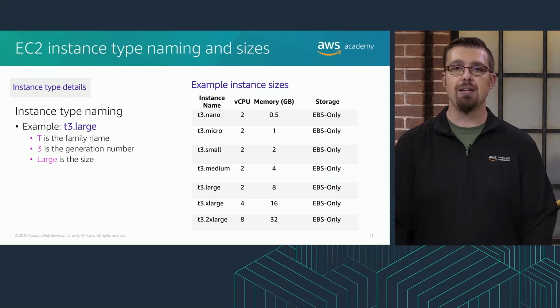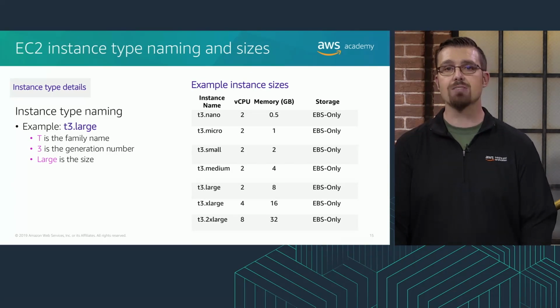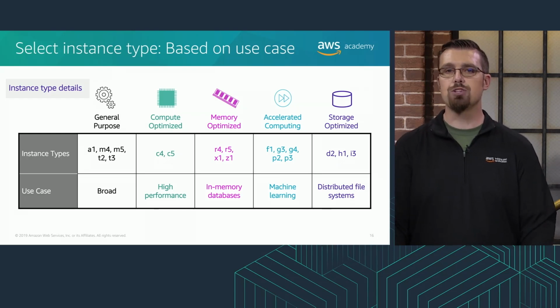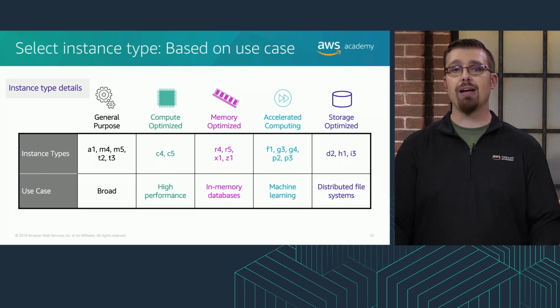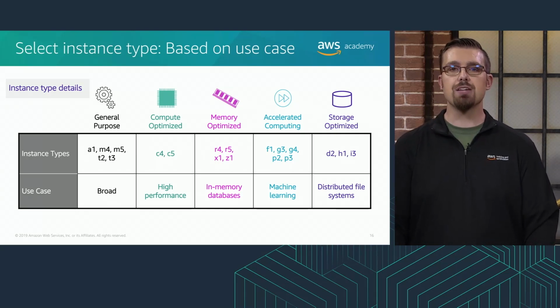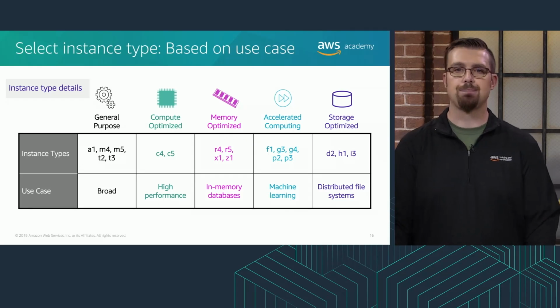The next part of the name indicates the size of the instance. As you can see in the example instance's size chart, a T3.2xlarge has twice the processing power, or CPUs, and twice the memory as a T3.xlarge. Instance types vary in several ways, including CPU type, CPU or core count, storage type, storage amount, memory amount, and network performance. The chart here shows the different instance categories and which instance type families and generation numbers fit into each category type. Consider a few of the instance types in more detail.